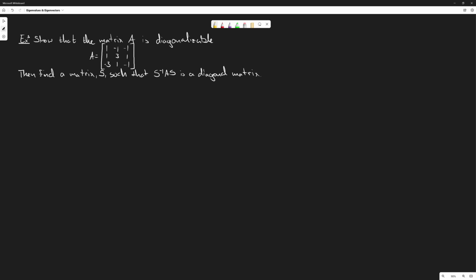So we have to show that the matrix A is diagonalizable, and then we have to find a matrix S such that S inverse, or I guess the way I like to say it, SAS, is a diagonal matrix. There are many ways to check if A is diagonalizable. The first one is pretty much finding S and then multiplying it to get a diagonal matrix. The other one is one of the theorems in which if there is n number of eigenvectors, then that means A is diagonalizable. So let's get to it.